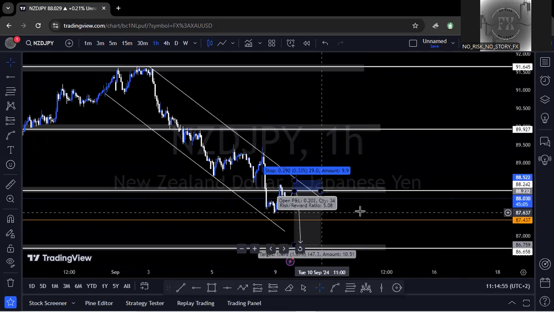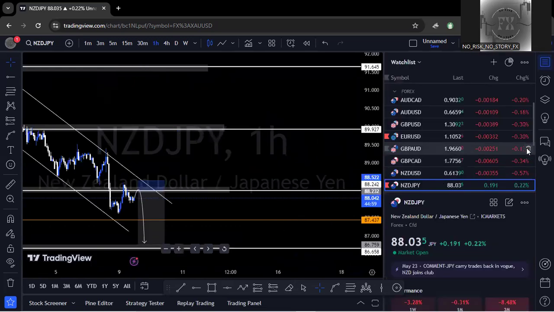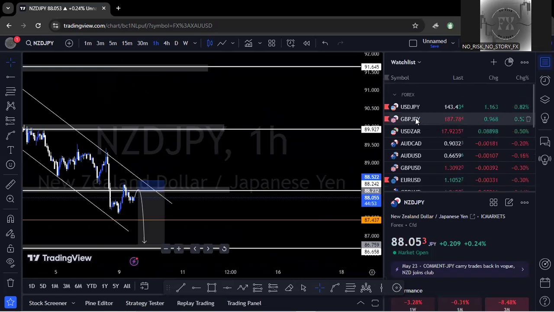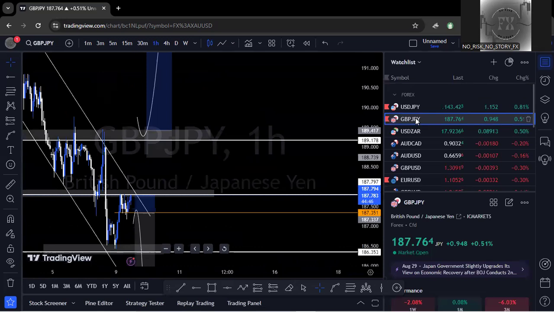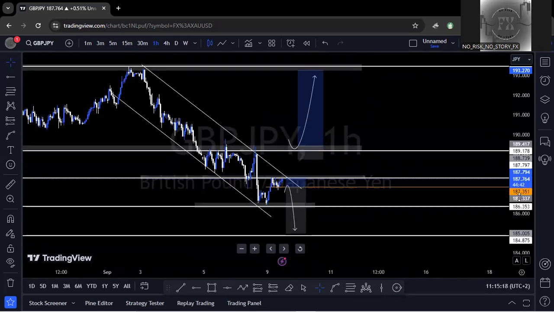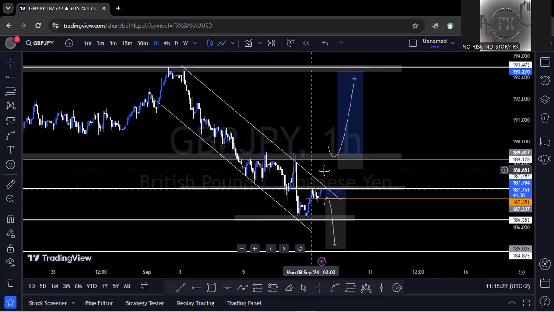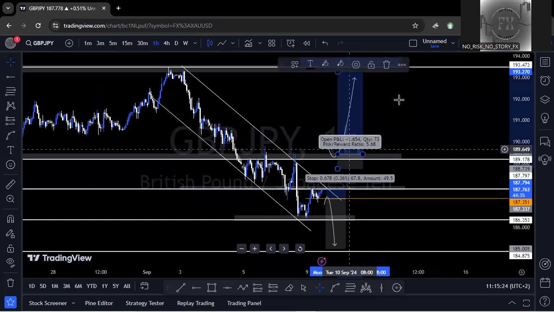So yeah, I think that's it for NZDJPY. And then this one here makes more sense to me to say I would expect all this market to be selling to the downside.